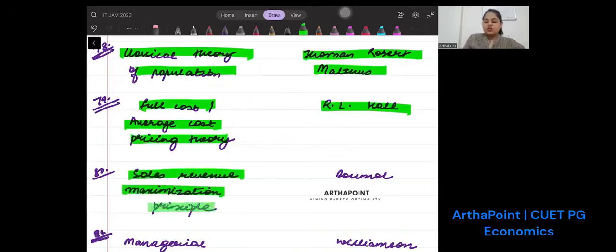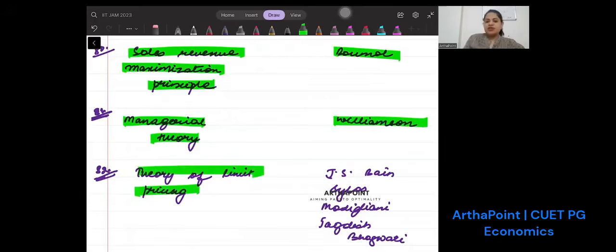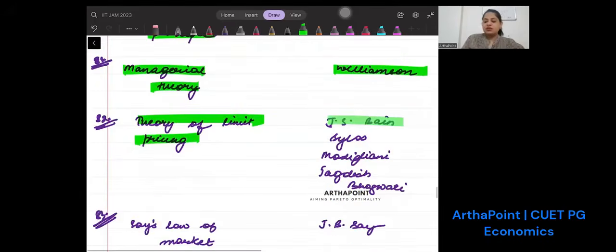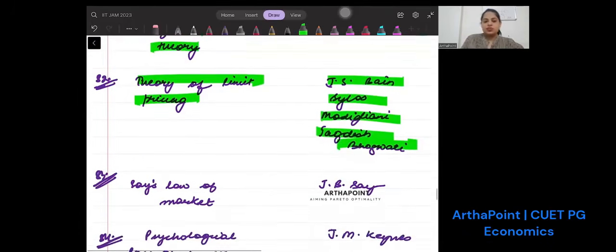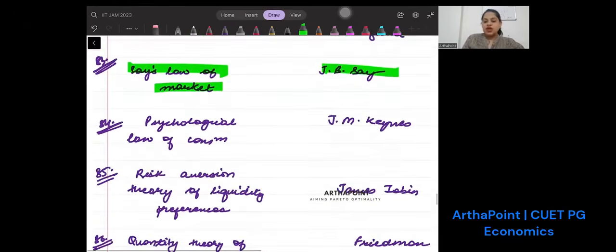Sales revenue maximization principle is given by Baumol. Managerial theory is given by Williamson. Theory of limit pricing is given by J.S. Bain, Modigliani, Jagdish Bhagwati, and Sylos. Say's law of market is given by J.B. Say. Psychological law of consumption is given by J.M. Keynes.